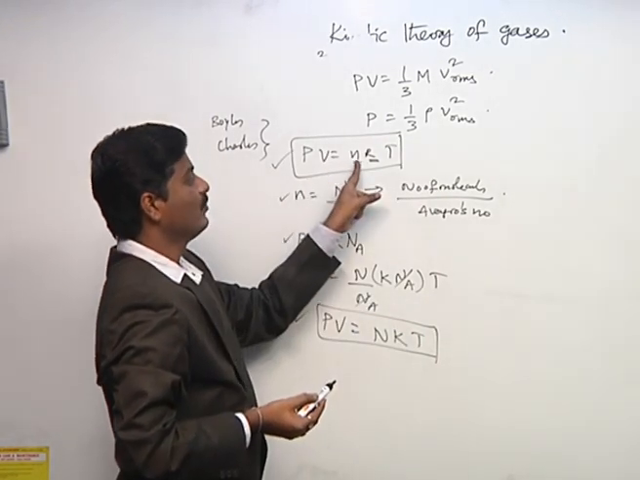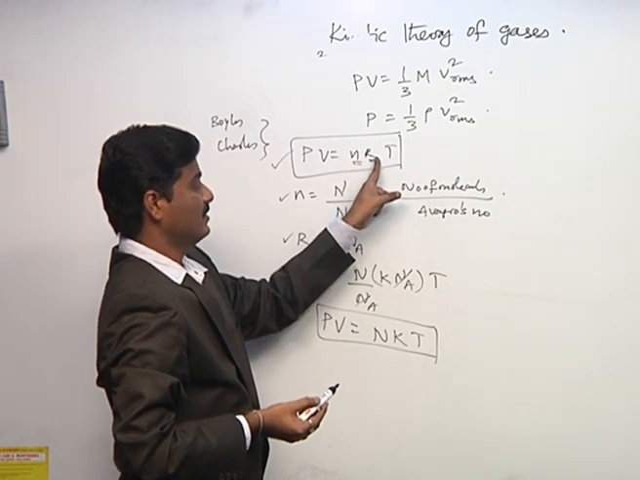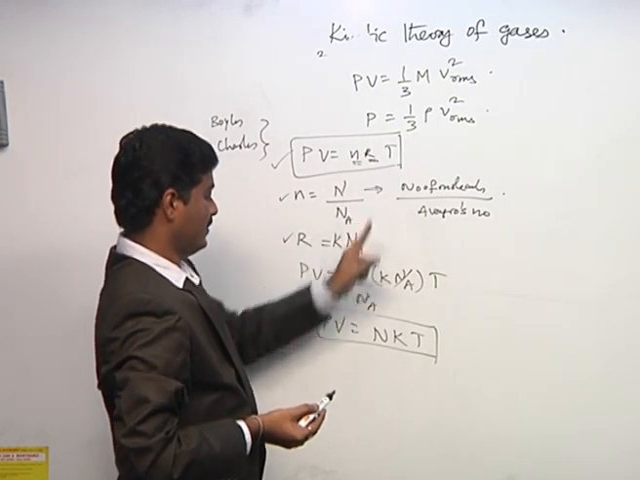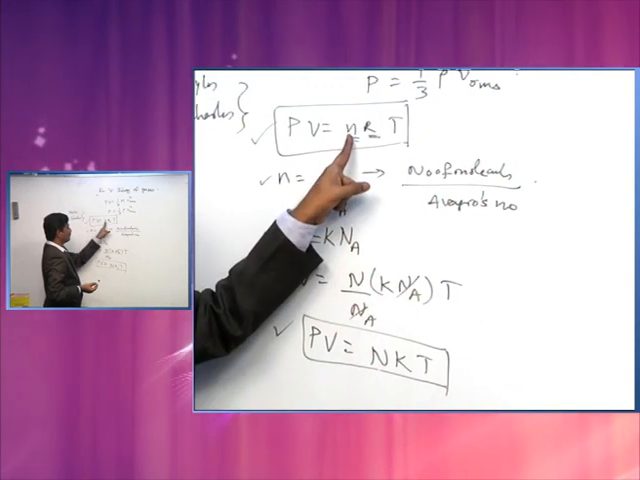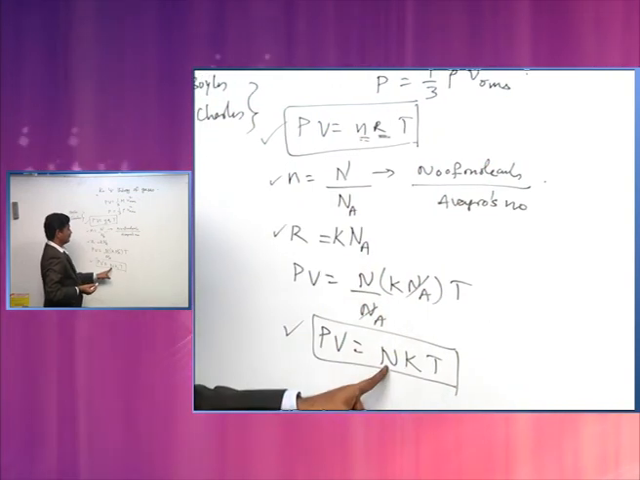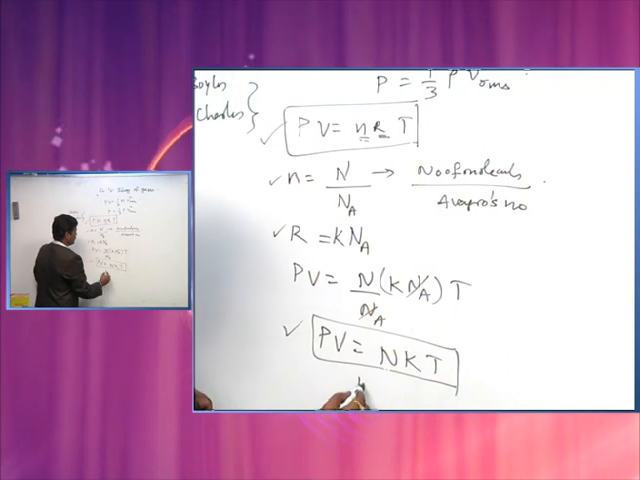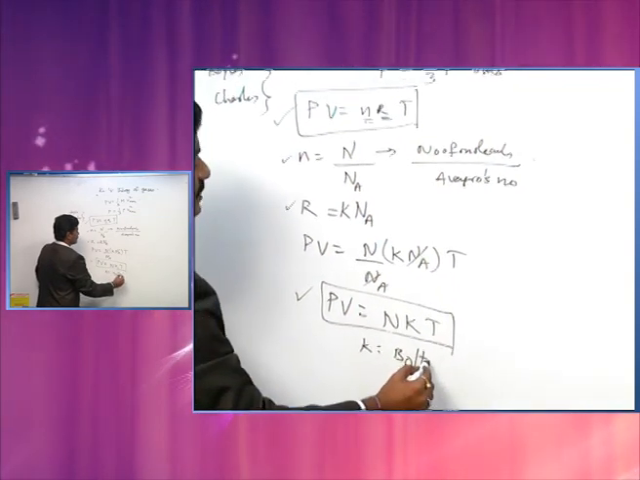These two equations explain the ideal gas equation. One is in terms of number of moles, with the ideal gas constant and the absolute temperature. Here this n is the number of moles, this N is the number of molecules, and this k is nothing but the Boltzmann constant.